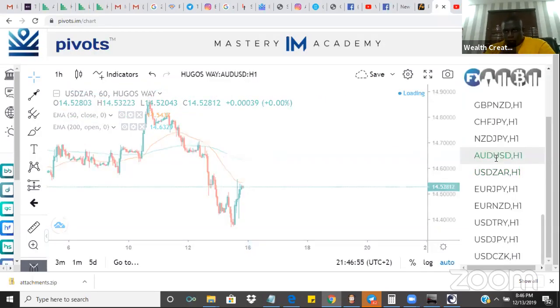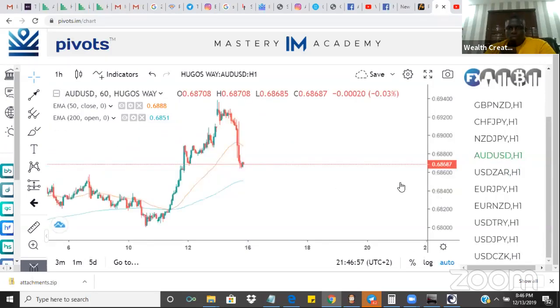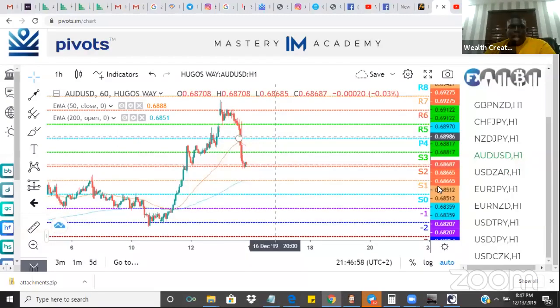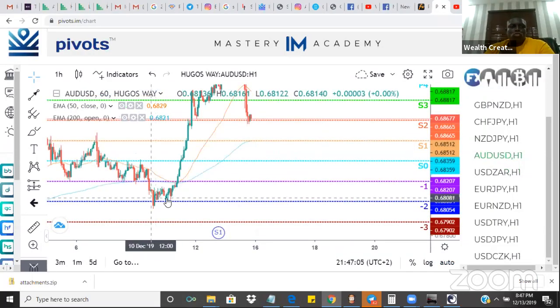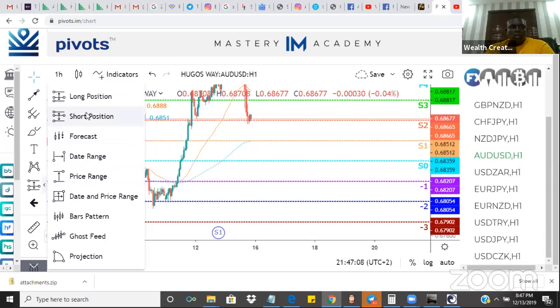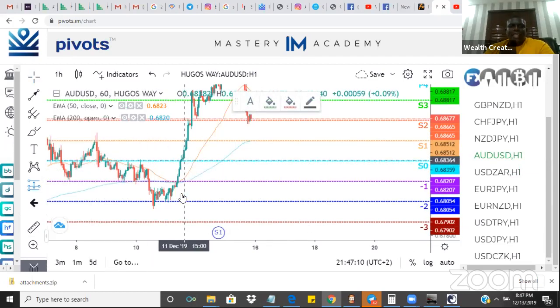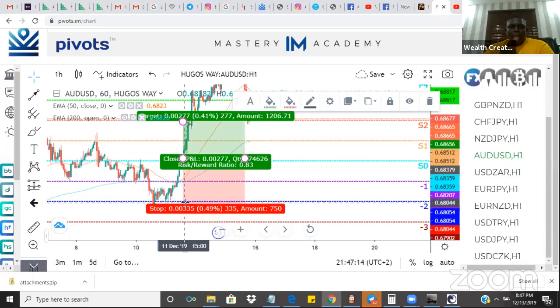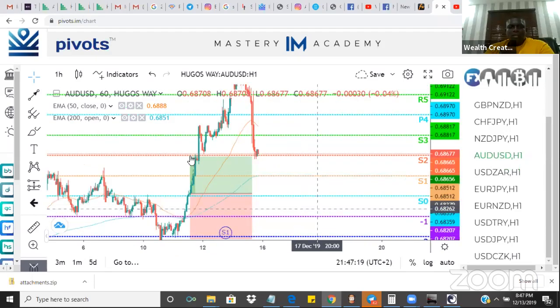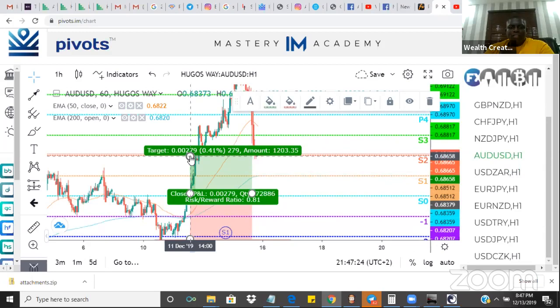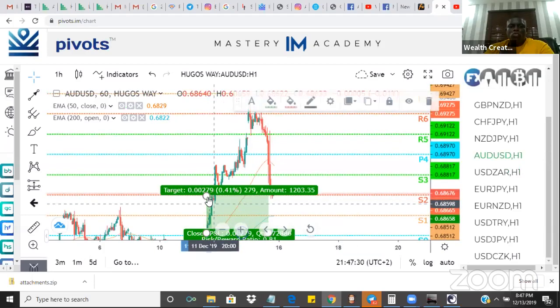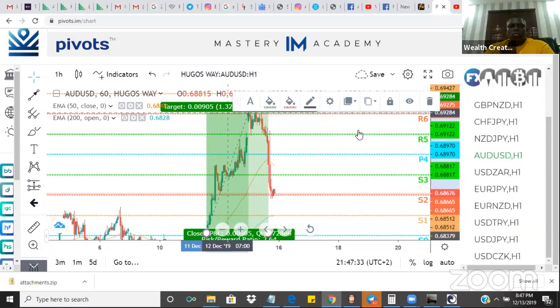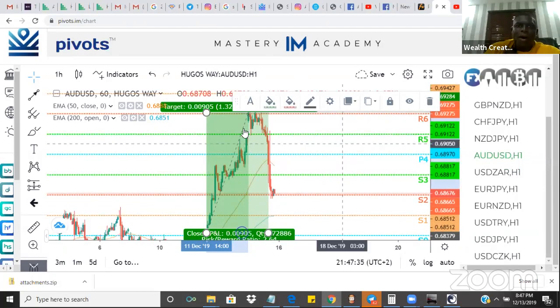AUD/USD. Look at this. It got to minus two. At S0, you said sell stop. Your stop loss is below S2. TP1, look, it got there. It gave you 27 pips. Where's the next TP, everybody? What's your TP2? R6. Did you get to R6, everybody?